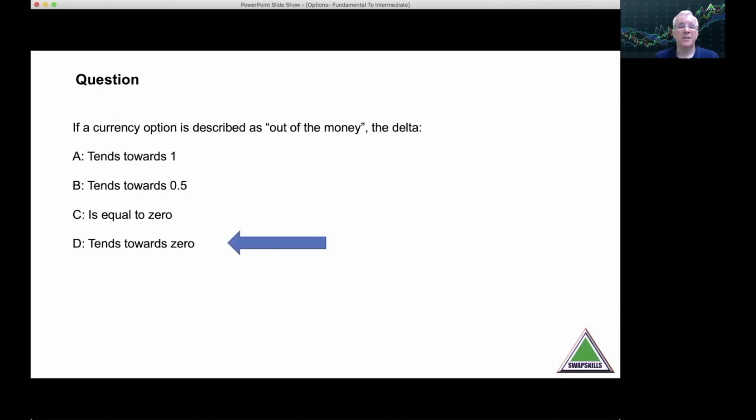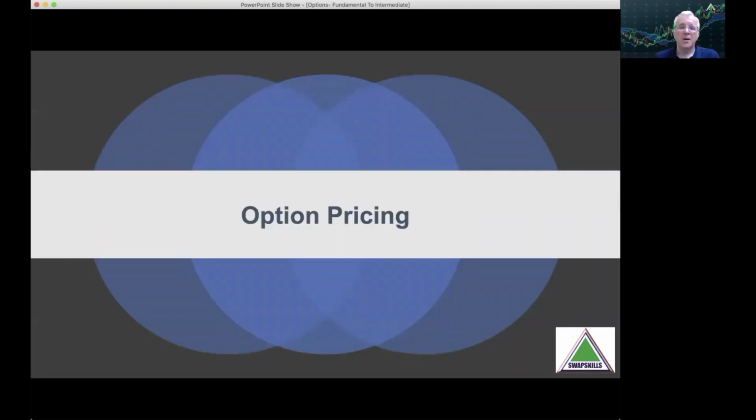And hopefully you're coming up tends towards 0. So the lower the delta, the more out of the money the option is going. So let's actually have a look at intuitive options pricing.